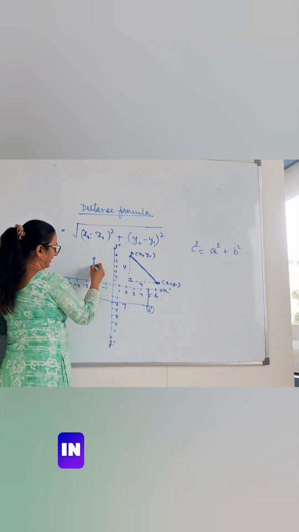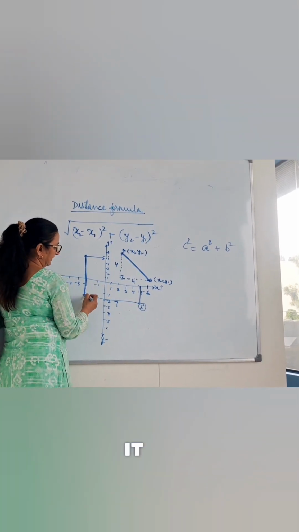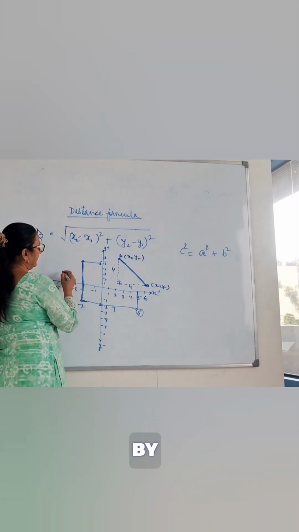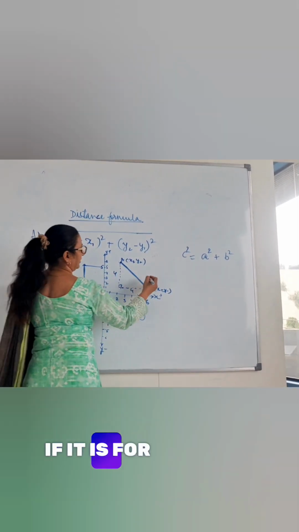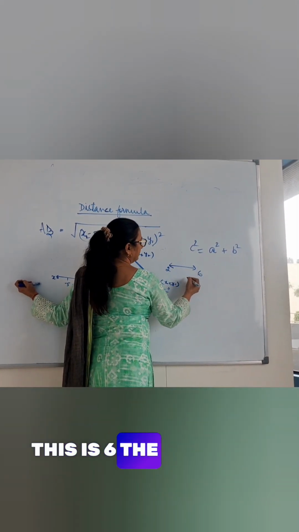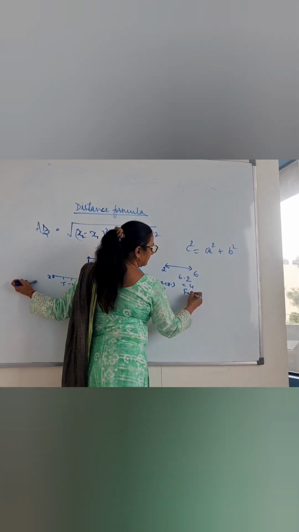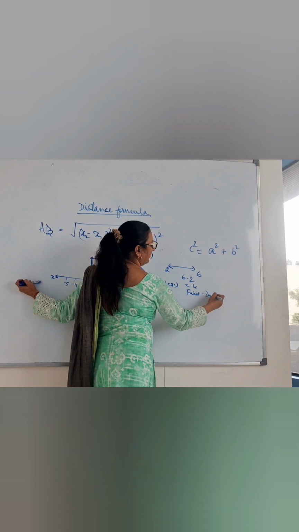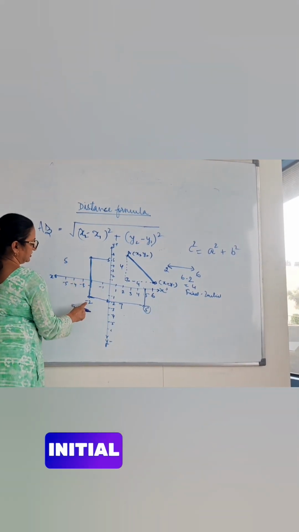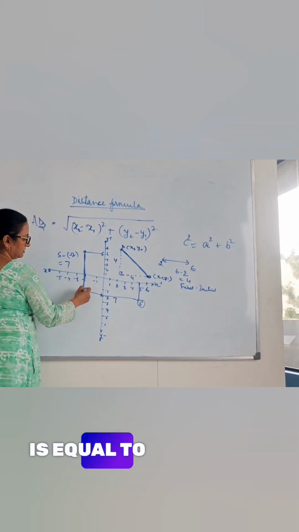On the y-axis it's easy to calculate. Just look here, it is 5 and here it is negative 2. We can easily calculate the distance. How do you calculate? For example, if you have a distance where one value is 2 and the other is 6, the distance is 6 minus 2, final minus initial. This is what we do. In the same way, here the final is 5 and the initial is negative 2. So final minus initial is equal to 7 distance.